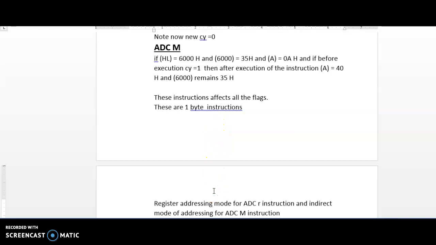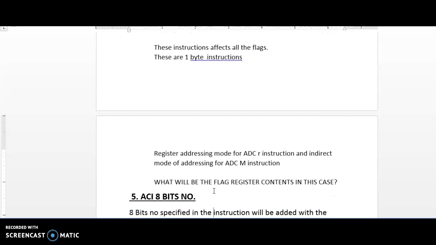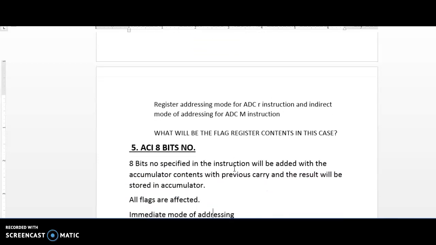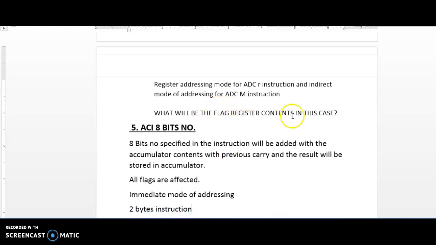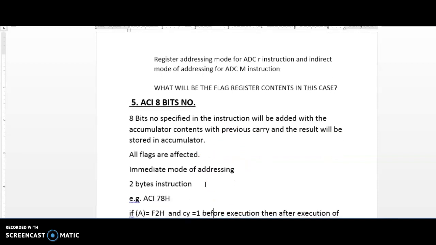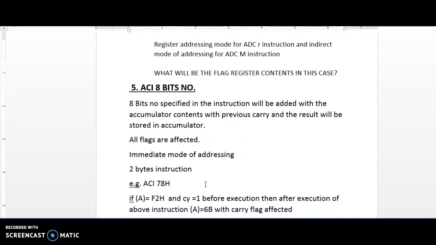And if it is ADC R, then it is register addressing mode. And if it is ADC M, then it is indirect addressing mode. Again, you will have to find out what the flag register contains in this case. Now, if it is ACI 8-bit, it is similar to your ADI. So the 8-bit number will be added with whatever was the previous carry, and it will affect all the flags, and the result will be again in the accumulator.